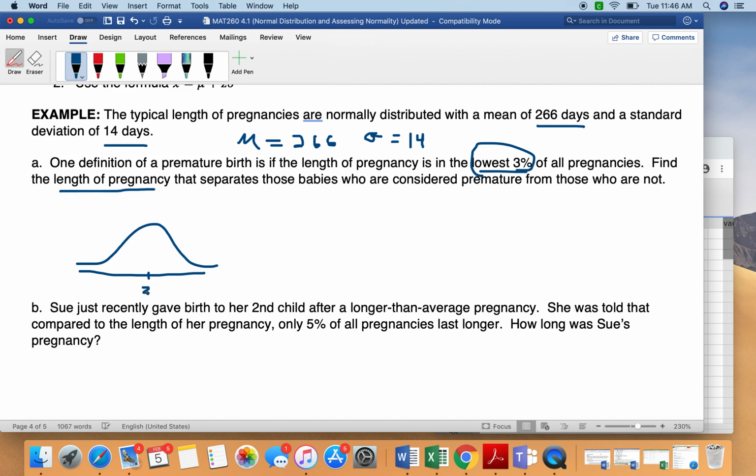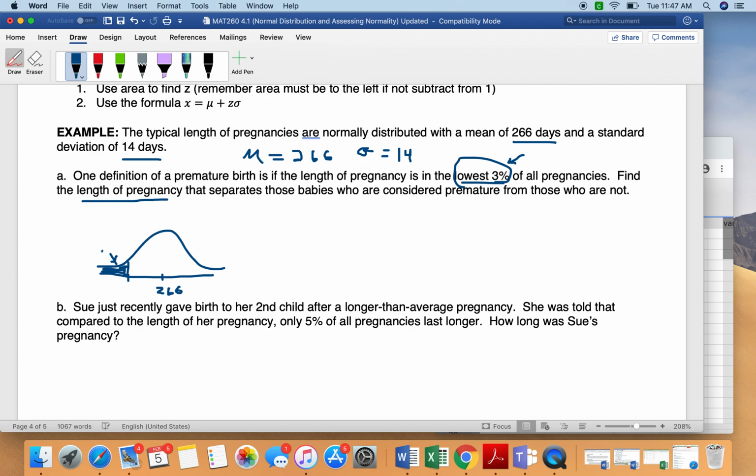And the mean is 266. And the standard deviation is 14. Now, a lot of people get areas mixed up with values, but this one is a percentage. So that means we're looking for the lowest 3%. So we're not looking for this value on the line. We are given this area. This is what we're given. So we're given that this area is 0.03. And what we want to find is what this value on the line is. So we want to see what separates the lowest 3% from the highest 3%.